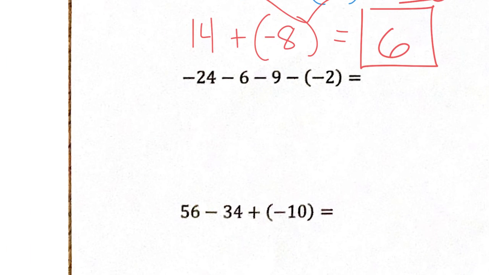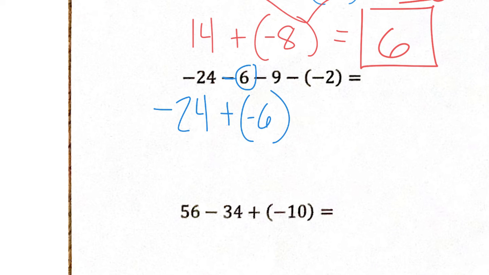Always keep the first sign. If you went and made that a positive 24, you are wrong. The next sign is a subtraction, so we're going to add. That is a positive 6. Even though that sign's right here, that's subtracting. It's not in parentheses either. So what's the opposite of a positive 6? Negative 6. Put that in parentheses, nice and clear.